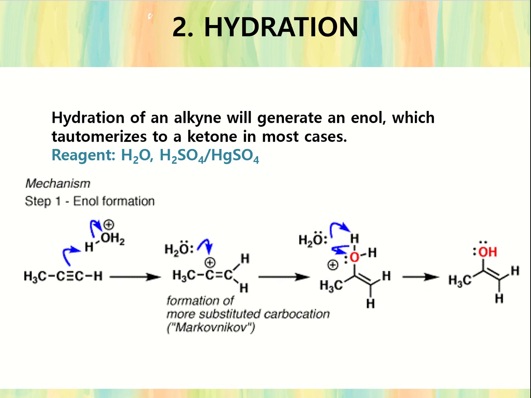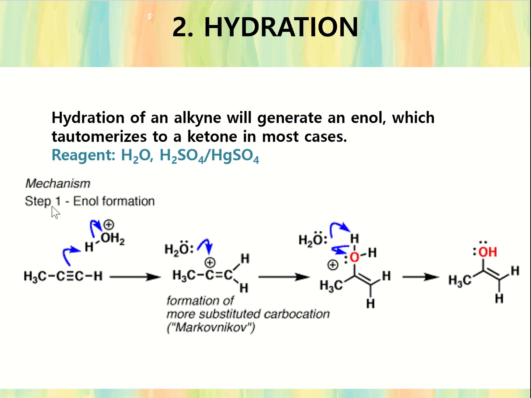So here we're looking at hydration of alkynes. Hydration of an alkyne will generate an enol which tautomerizes to a ketone in most cases. So what is the reagent for this? Well, you just need water, some sulfuric acid, and mercury sulfate.